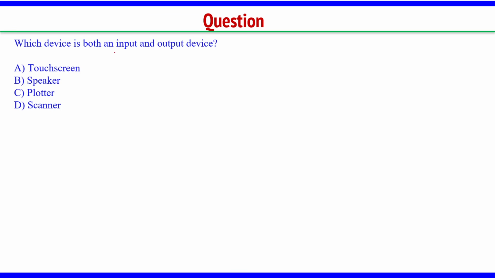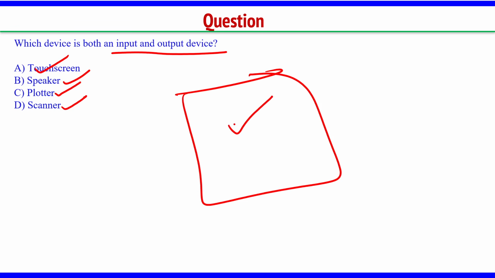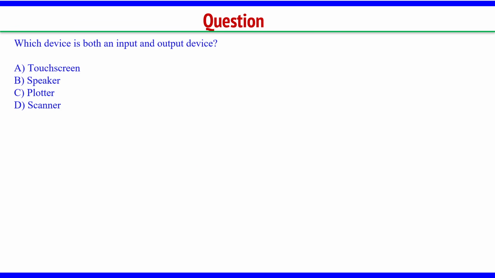Which device is both an input and output device? We have studied input devices and we have also seen output devices. Which one is both? Speaker is an output. Scanner is an input. Plotter is an output. Therefore, touch screen is both. Because in your mobile phone, using the touch screen, you are giving input and you are seeing output also. So touch screen is the answer.